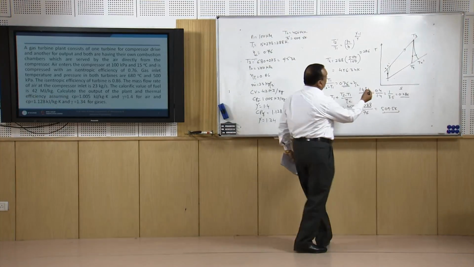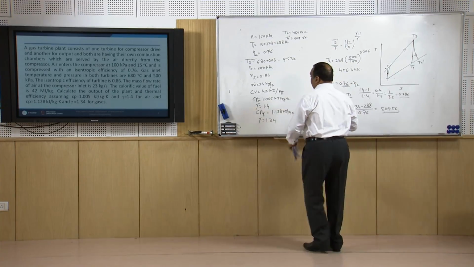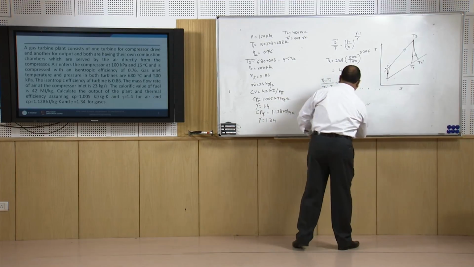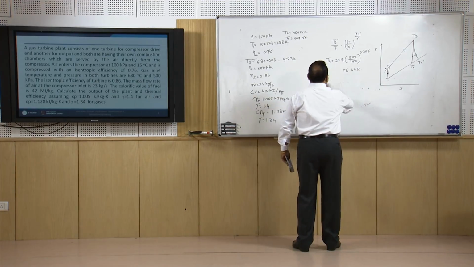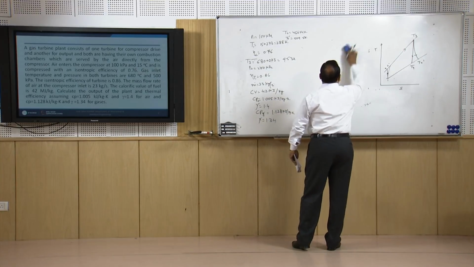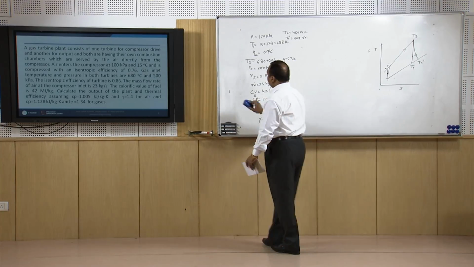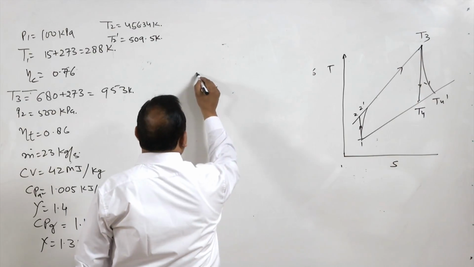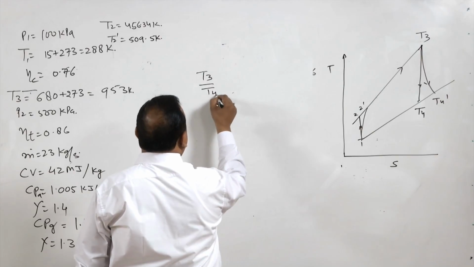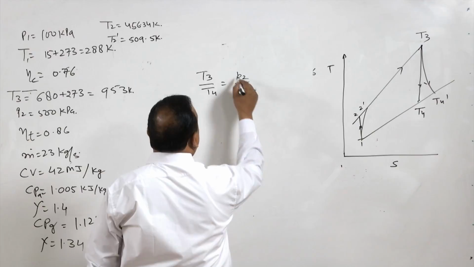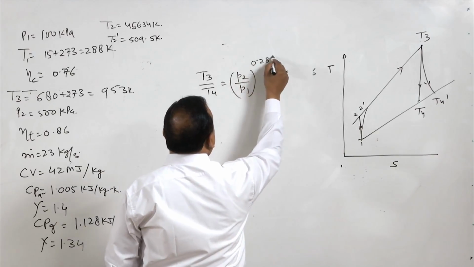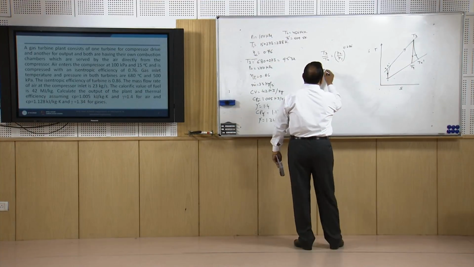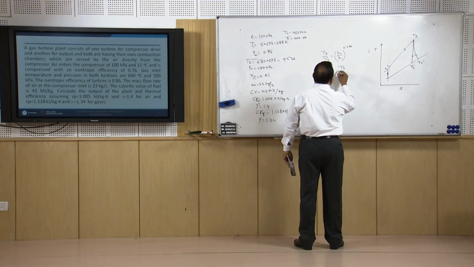Now, we have the value of T2, we have the value of T2 dash. Now, T3 is 953 Kelvin, it is already with us. Now, T3 is with us, we can easily find the value of T4, because all these values will be required later on. So, T3 by T4 is equal to P2 by P1 raised to power 0.286. Instead of writing gamma minus 1 over gamma, I am writing 0.286. Now, T4 is T3 divided by P2 by P1 raised to that power.